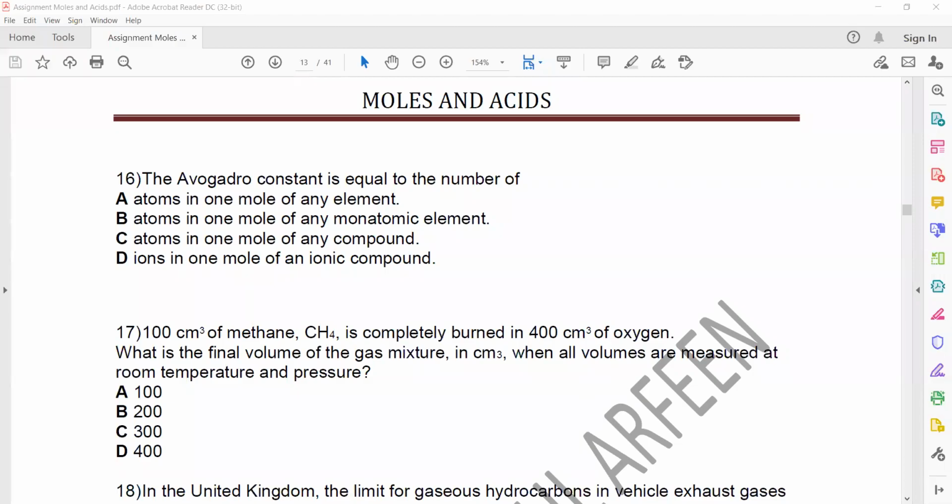Good evening, everyone. This is the assignment related to the topic moles and acid. In the last session, we discussed 15 questions, and today we discuss 15 onward.